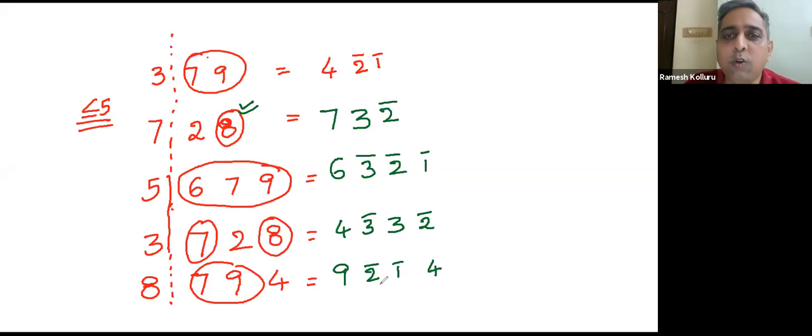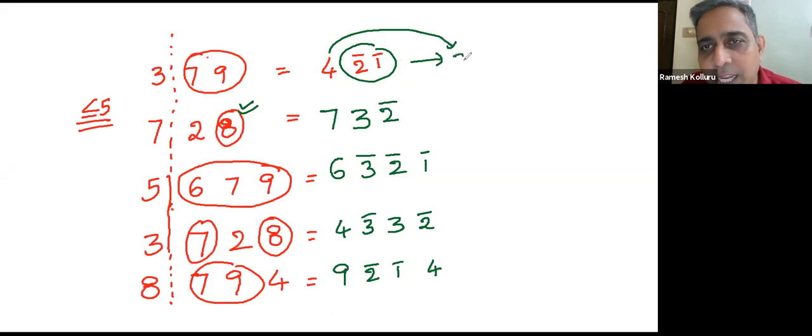So when we want to go back from here to the normal number, what we are going to do is whatever the bar digit is there, we take the complement of this number and reduce 1 from the previous. So before taking the complement, whatever the previous digit is, we reduce that by 1. 4 becomes 3, and 21 complement is 79. So 379 is my number.